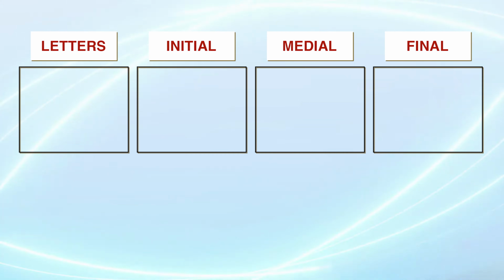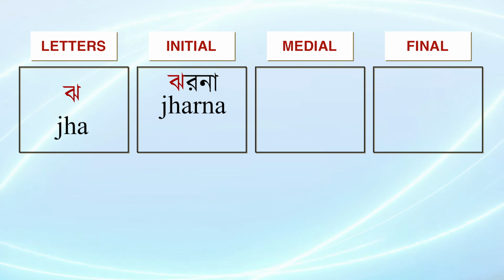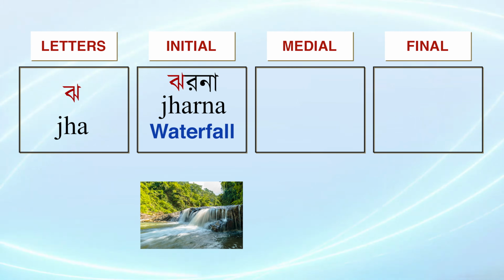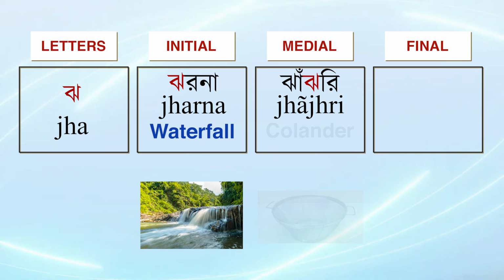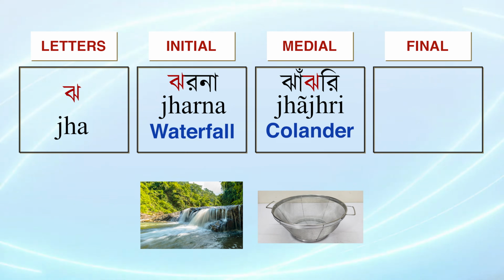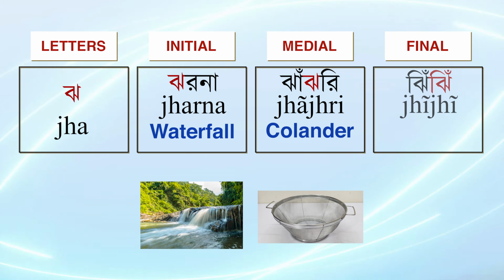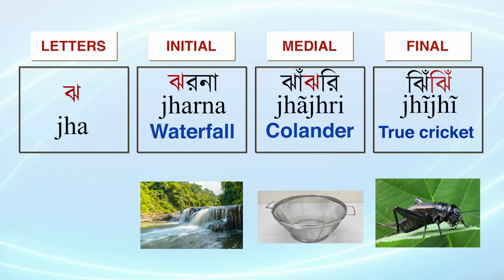The fifth letter we have is jha. In initial position, we have jharna, which means waterfall. In medial position, we have jhajri, means colander. In final position, we have jhijhi, which means true cricket.